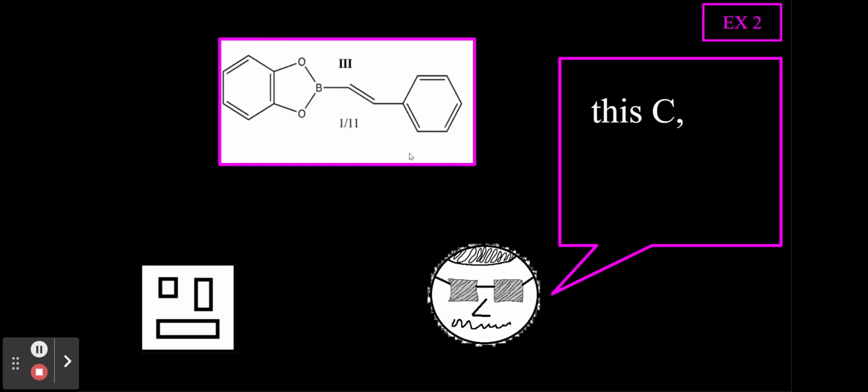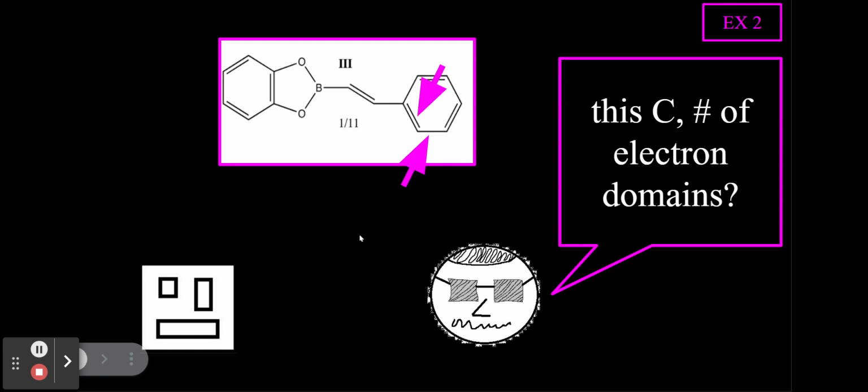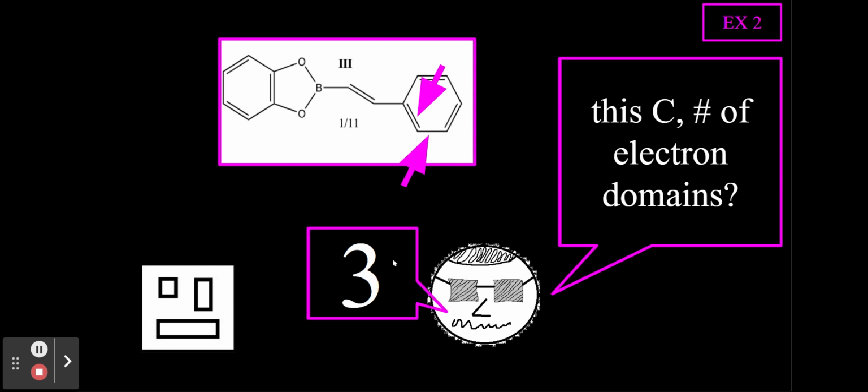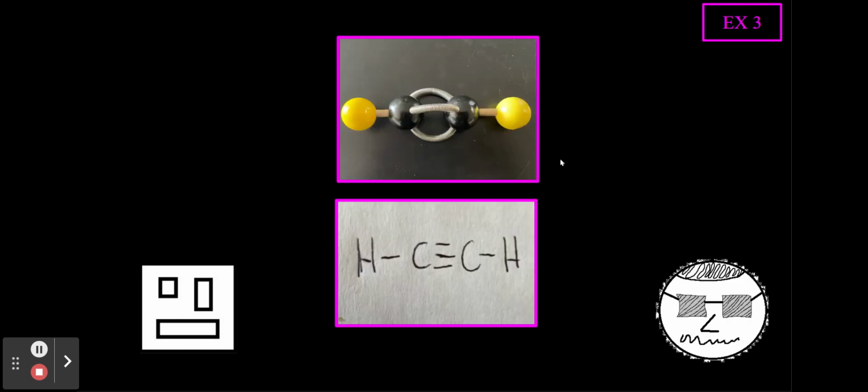All right, how about this carbon right there? How many domains does it have? Well, Dr. Square looks, he sees the double bond and the single bond, so he guesses 2. Is he correct? The answer is 3. There's a hydrogen here that's not drawn in, that often on these molecules will not be drawn in, so it has 3 electron domains.